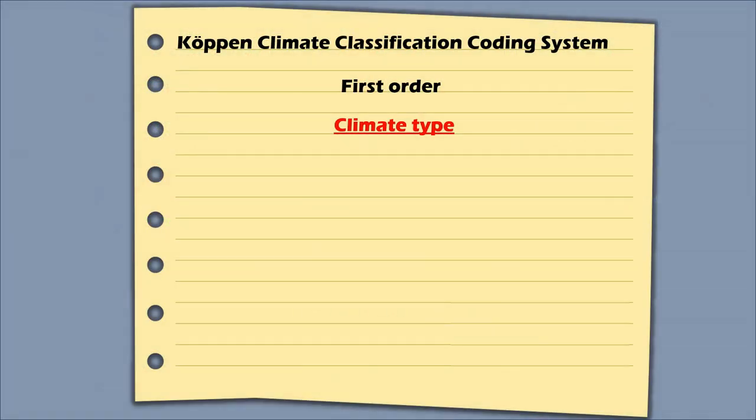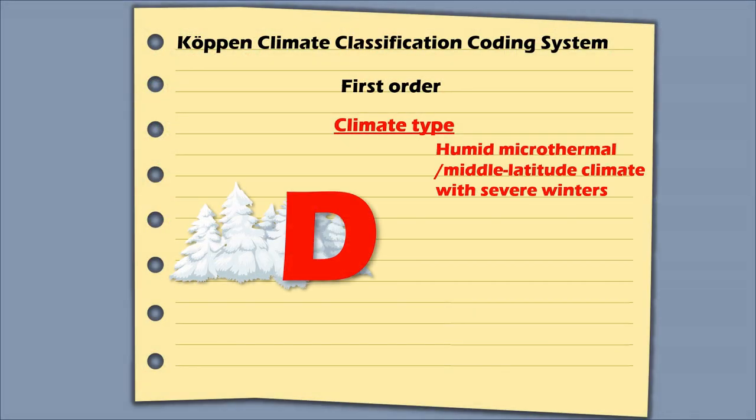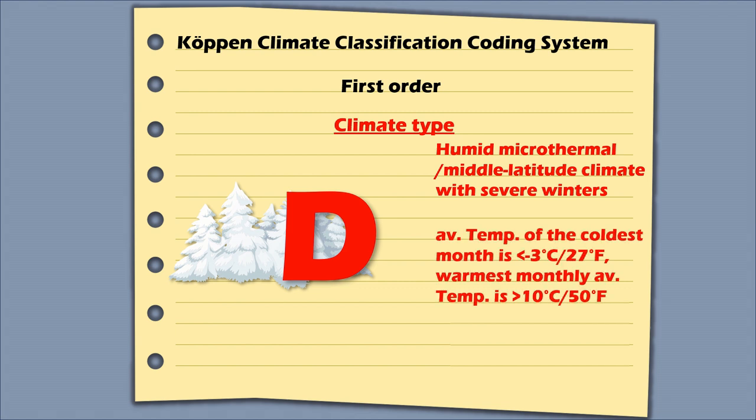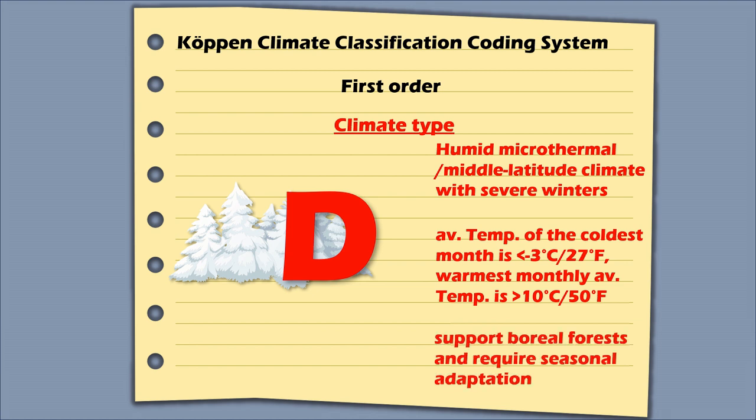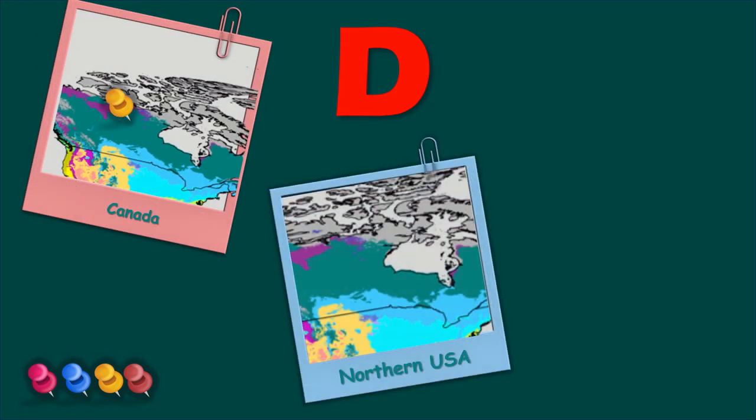The fourth climate group is D, humid middle latitude or microthermal, with severe winters. Here, the average temperature of the coldest month is below -3 degrees Celsius or 27 degrees Fahrenheit, and the warmest monthly mean temperature is more than 10 degrees Celsius or 50 degrees Fahrenheit. These areas support boreal forests and require seasonal adaptation. Some examples are Russia, Canada, and northern U.S.